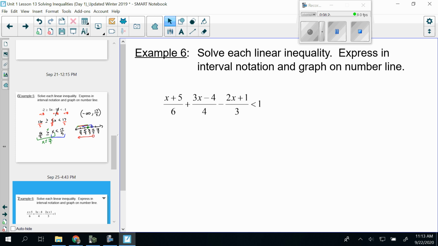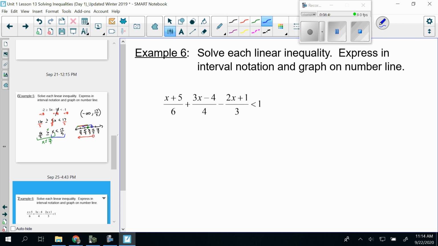On this one, solve this linear inequality and express it in interval notation and graph on the number line. Okay, so here on this one, you got a couple things being added, and it's being less than 1 here. First thing we're going to need to do if we got to add and subtract those is to get a common denominator. So try to pick out a number we know that 6, 4, and 3 all go into. I think 12 would probably be our best bet here.